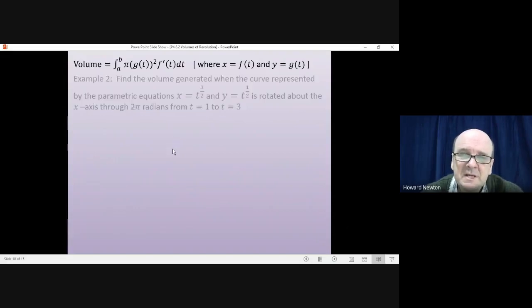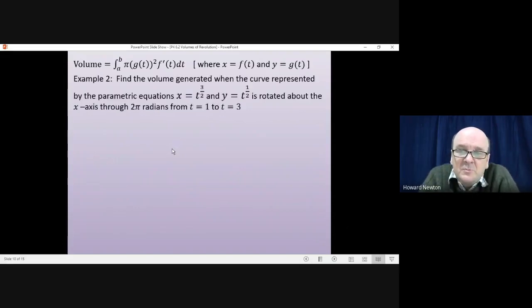Let's have a look at how this works out in practice. Find the volume generated when the curve represented by the parametric equations, x equals 3 over 2 and y equals a half, is rotated about the x-axis through 2 pi radians from t equals 1 to t equals 3.